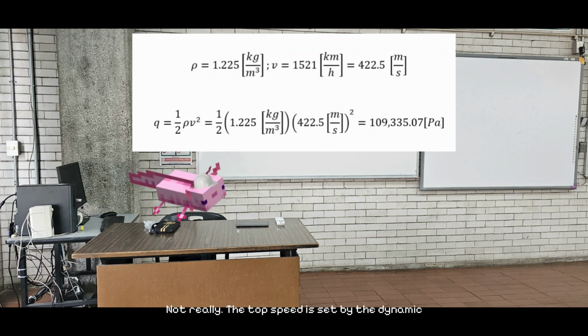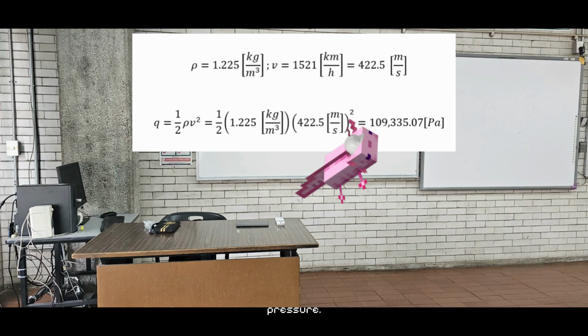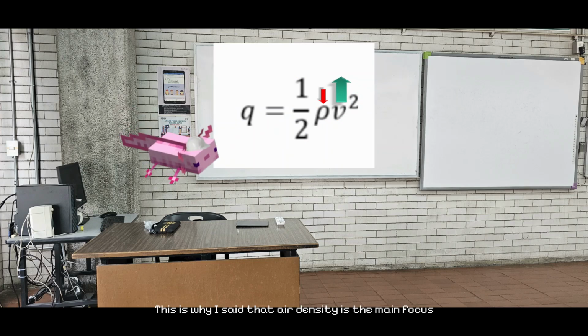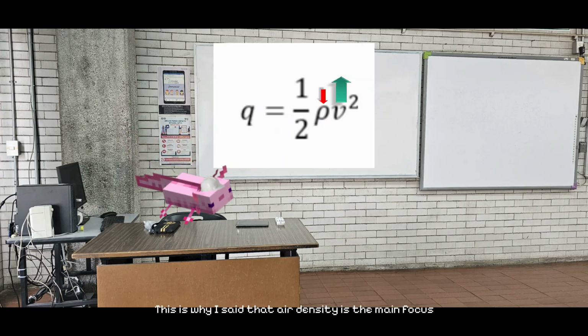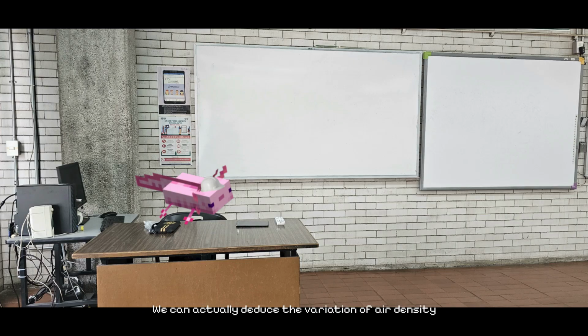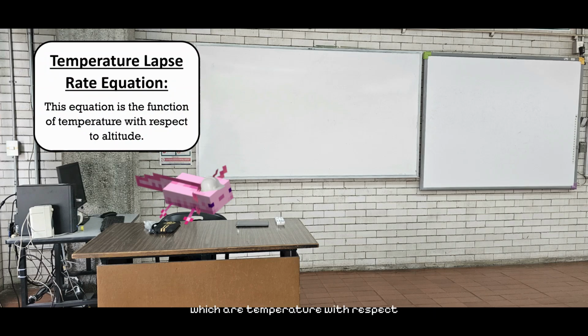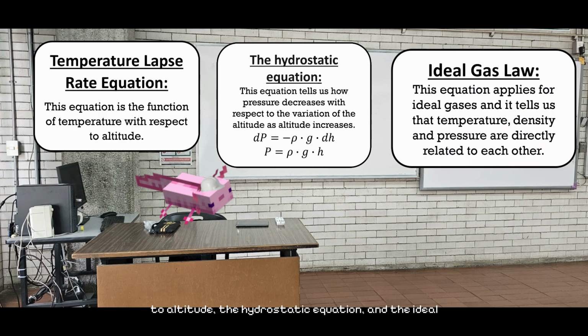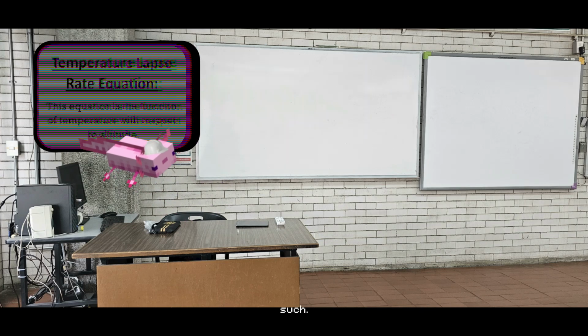Not really. The top speed is set by the dynamic pressure, but if we want to increase the velocity, we can decrease the air density. This is why I said that air density is the main focus for today. We can actually deduce the variation of air density with respect to altitude using calculus. Now, we can get the formula, or in this case, the function to calculate air density with respect to altitude by using three simple equations, which are temperature with respect to altitude, the hydrostatic equation, and the ideal gas law, which are expressed as such.